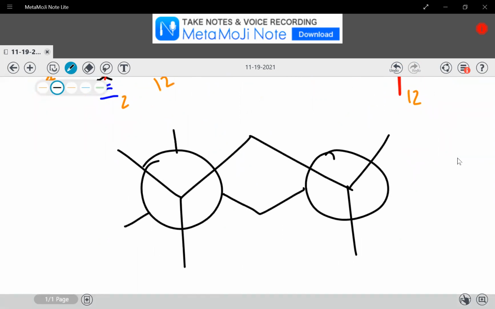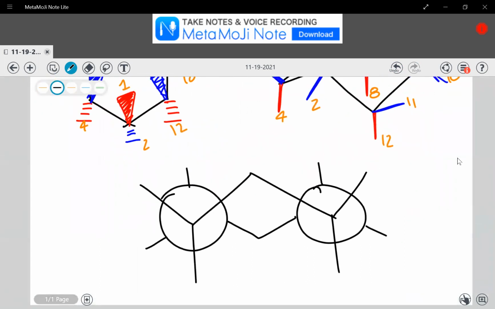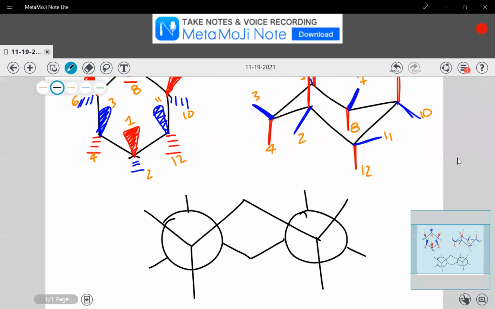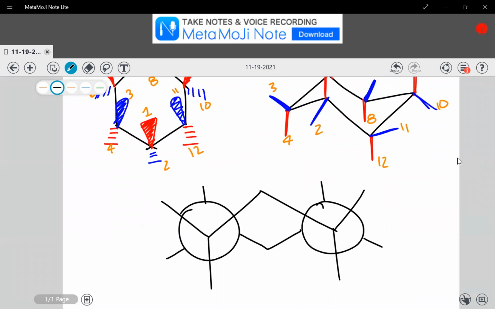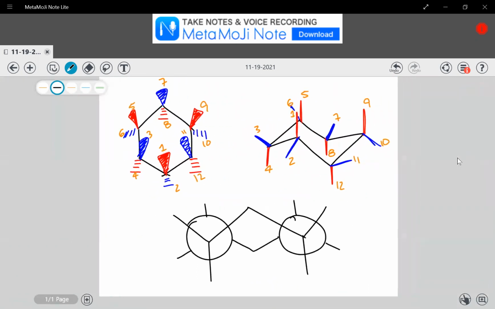I'm gonna draw them like this because that is the low energy conformation, the best one you can have, right? Remember the, I think, synperiplanar, something or other, the staggered conformation. All right, what now? What's going on?